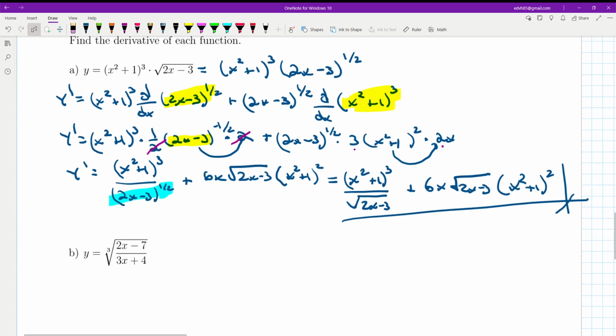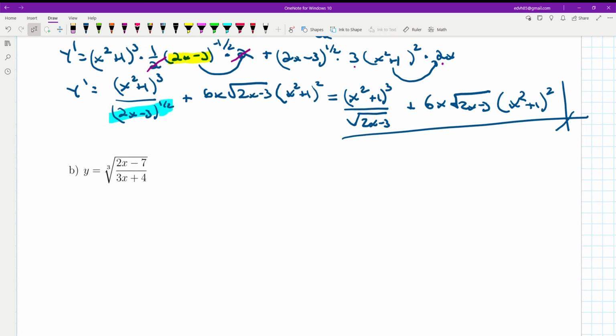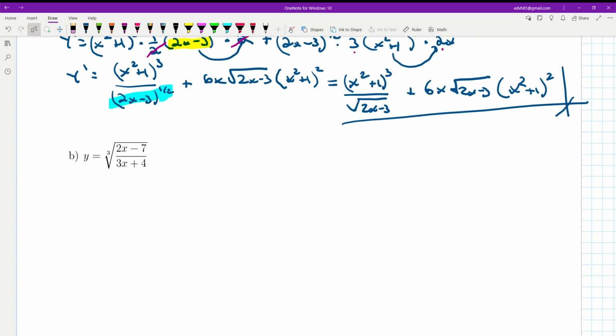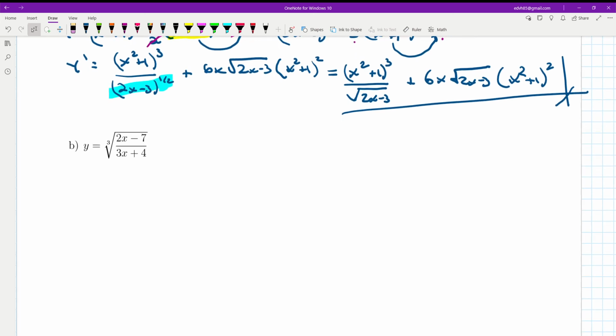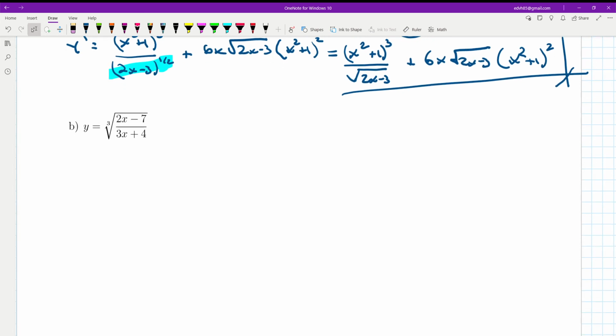In the meantime, let's go over letter B, and then I'll go back to letter A about how to simplify that. All right. For letter B, notice here we have a combination of two different rules. Number one, we will be using the chain rule along with the quotient rule. How do we know that it's a quotient rule? Because we have a quotient of two functions here. So that's how we know that. Now, let's rewrite this as 2x minus 7 over 3x plus 4, the whole thing to the 1/3 power.